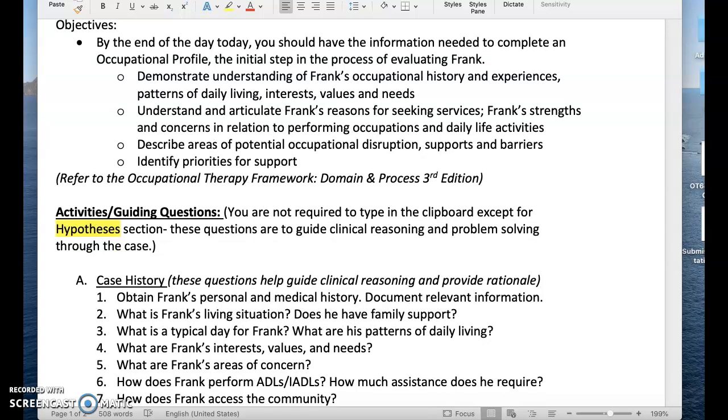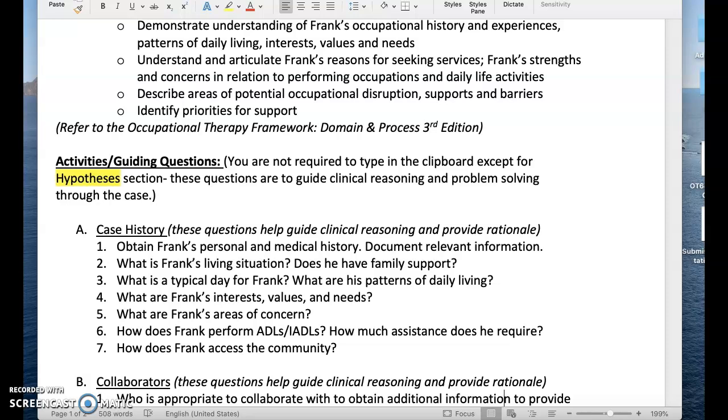By the end of the day today, you should have the information needed to complete an occupational profile, which would be the initial step in the process of evaluating Frank. Today's objectives are to demonstrate understanding of Frank's occupational history and experiences, his patterns of daily living, interests, values, and needs. Understand and articulate Frank's reasons for seeking services. What are his strengths and concerns in relation to performing occupations and daily life activities? What are some areas of potential occupational disruption, supports, and barriers? And make sure you identify priorities for support.